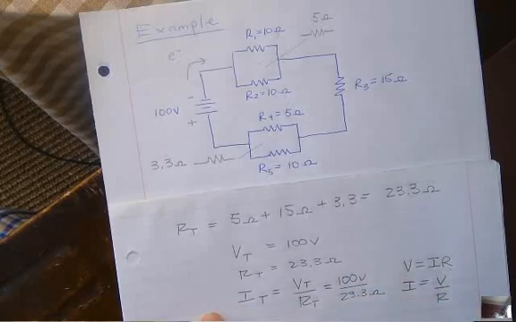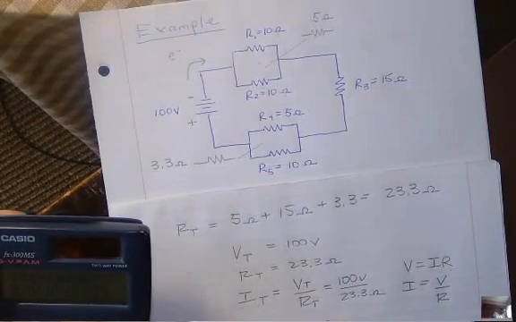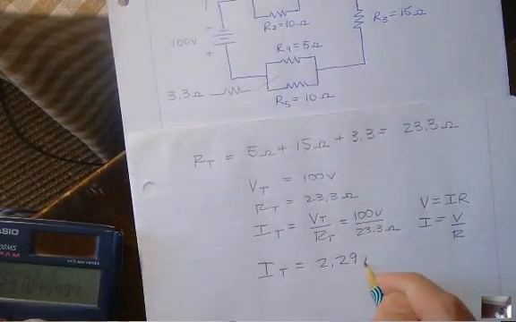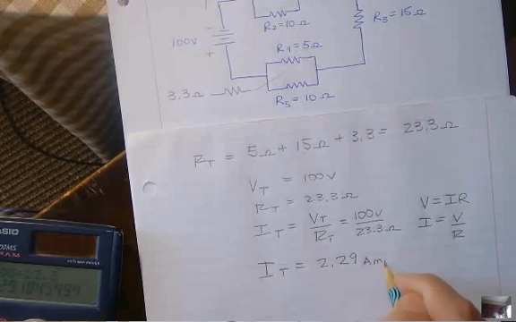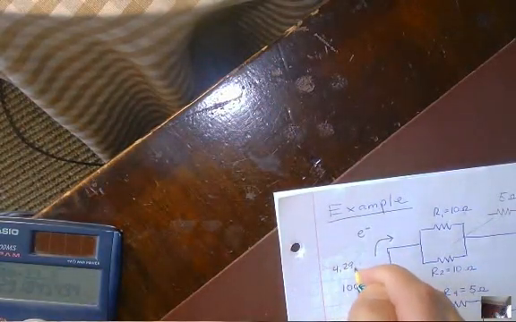Answer to the first question, going to be a little bit more than 4. So 100 divided by 23.3. 4.29. Okay? 4.29 amps. Okay, so what's going through the battery right here, what's coming out, is 4.29 amps.